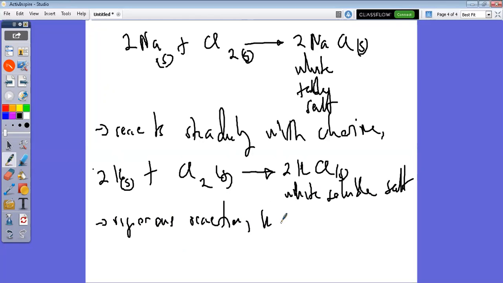Potassium produces, K is for potassium. Potassium produces a lilac flame. You observe a lilac flame, it's because of potassium. Are we together? More of a lilac purple flame. Are we together, Tapiwa? Yes, sir. Okay, well, sometimes they'll ask you for observations, so that's why I'm mentioning this observation.